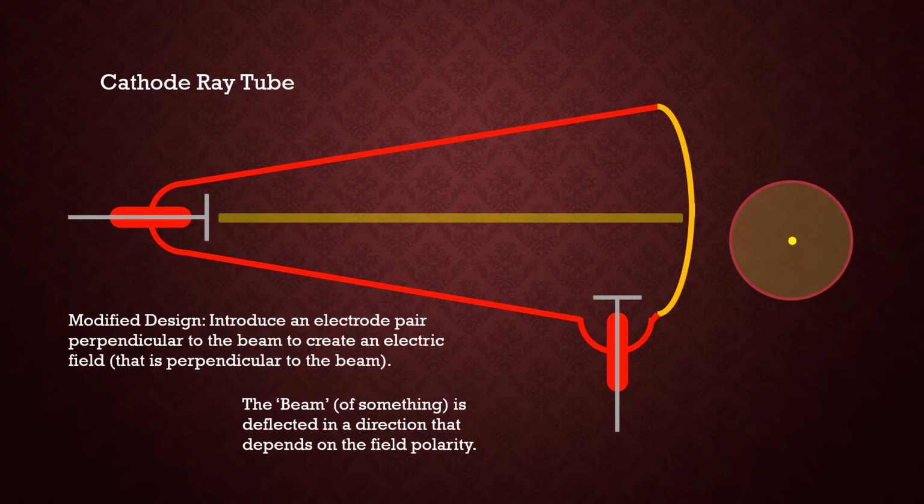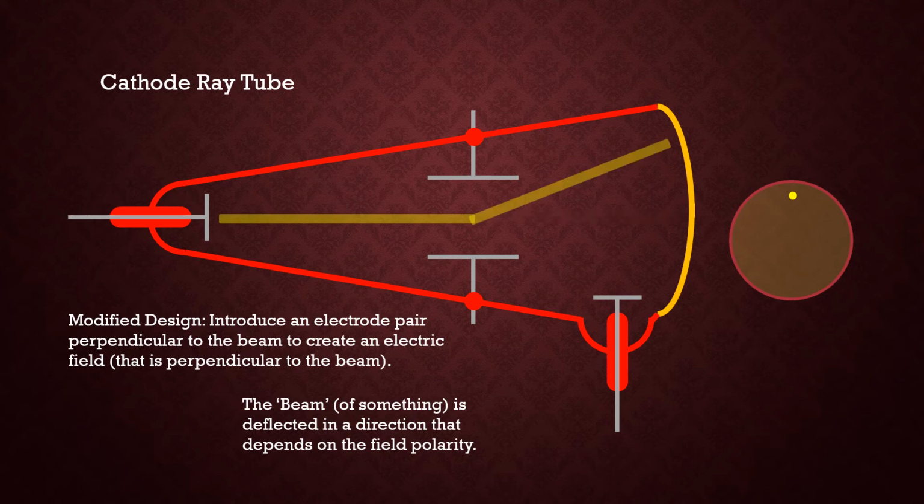If you have a glass blower who has facility, you can also insert electrodes into the walls of the cathode ray tube, arranged perpendicular to the beam, and thereby set up an electric field across those electrodes in the middle. And by applying a voltage across those electrodes, you can bend the beam either up or down depending on the polarity of the electric field. So this confirms that you're dealing with charged particles.